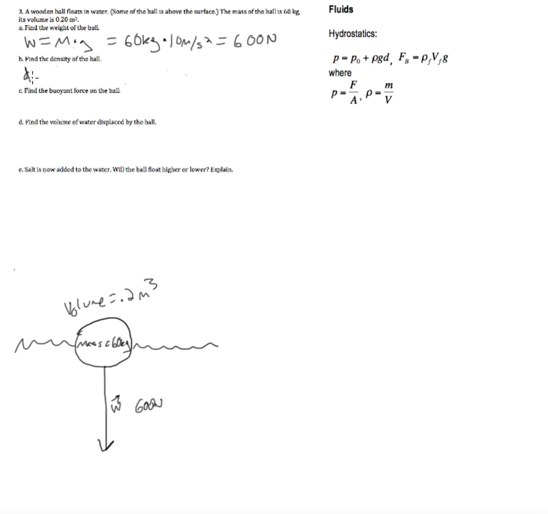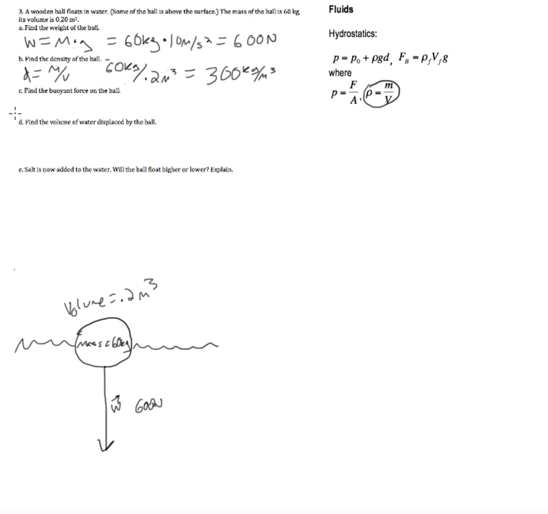Alright, so find the density of the ball. So we know that density equals mass over volume. We know the mass is 60 kilograms and the volume is 0.2 meters cubed. And so I believe that gives us 300 kilograms per meter cubed.